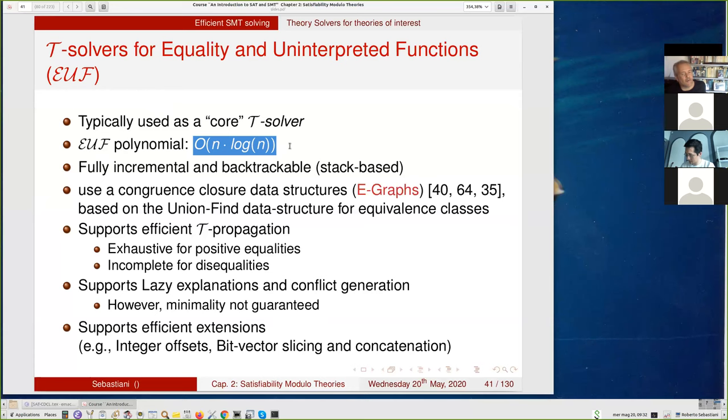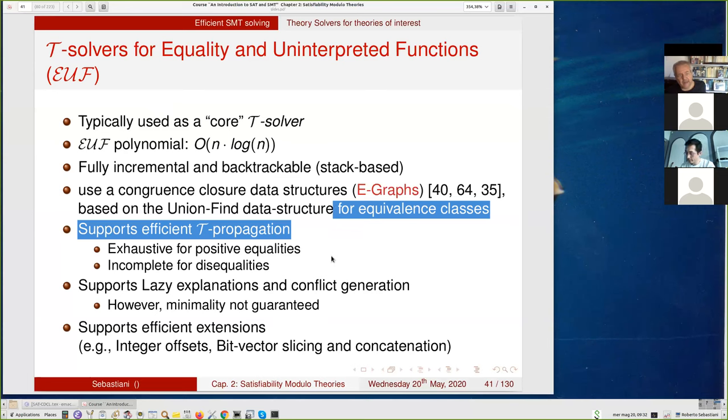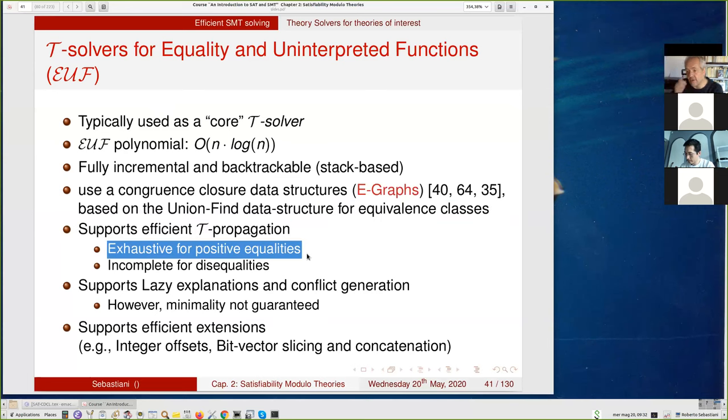Deducing is O of n log n, which is quite fast. There are versions of the algorithm which are fully incremental and backtrackable, and they can perform deductions. You can exhaustively deduce all equalities, so if an equality is a consequence of your current status, then the algorithm deduces it. Unfortunately, it's not guaranteed to be able to deduce the negated equalities.